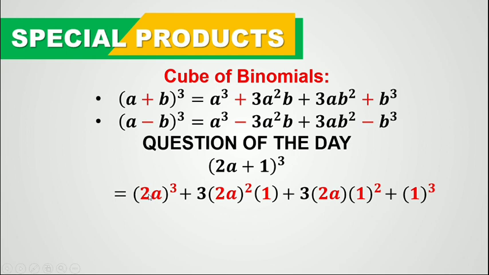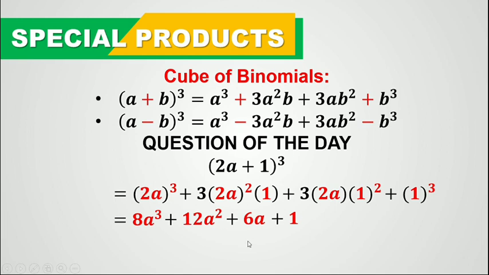So quantity 2a cubed, that's 2 cubed, that's 8a cubed. And then plus 2a squared, that's 4a squared, right? Times 3, that's 12a squared, times 1, so that's 12a squared. And then plus 3 times 2a, that's 6a, times 1 squared, so 1 squared is just 1. So 6a times 1, that's 6a. And then plus the cube of 1, which is just 1. So therefore, this is now our answer for this particular question of the day. So 8a cubed plus 12a squared plus 6a plus 1.